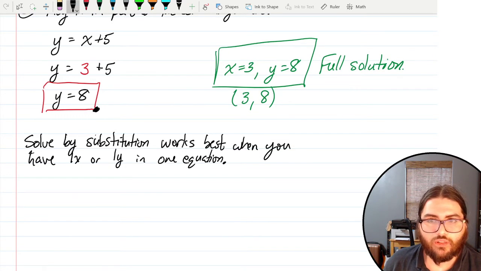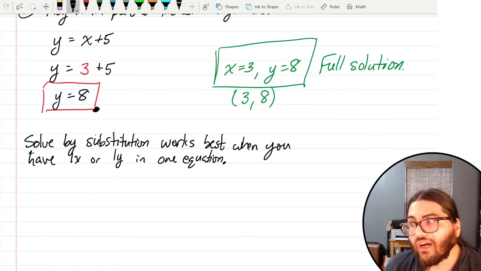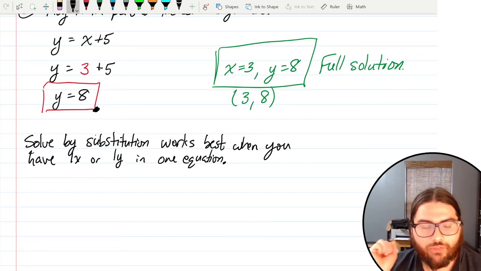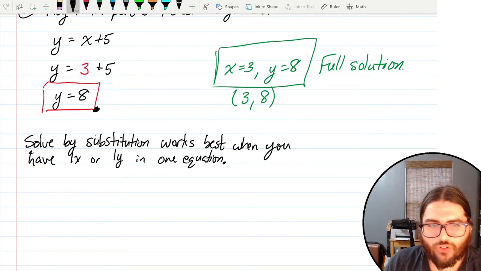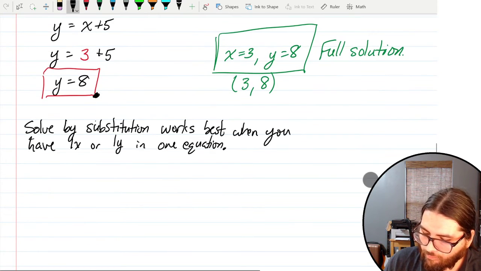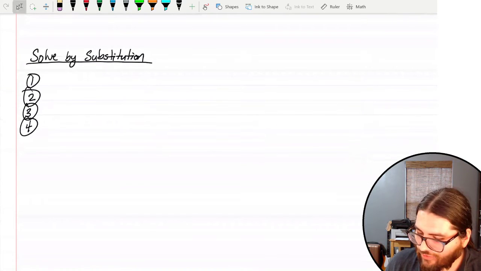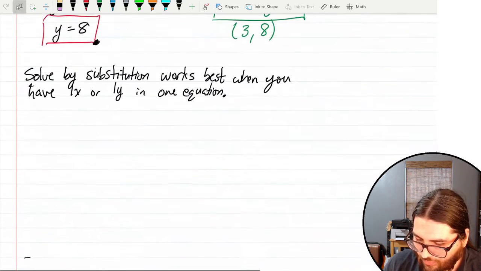Matter of fact, the last solution method that we have, the addition or elimination method, will be a way that we can do basically the same process, but it'll allow us to not have fractions whenever one of the variables is not 1x or 1y. So that's pretty neat. Let's go down. I'll take out that extra space after the video is finished. Okay, so let's solve by substitution.